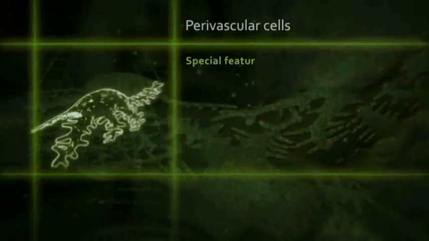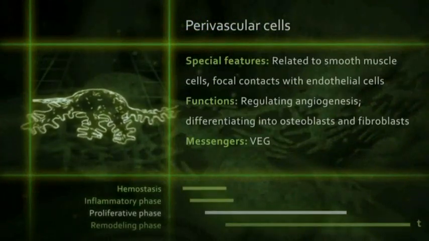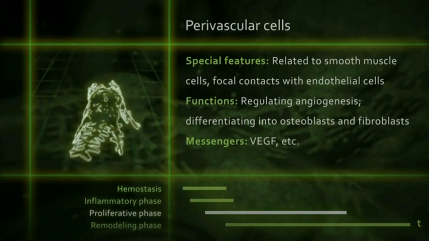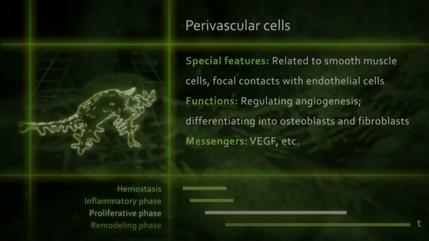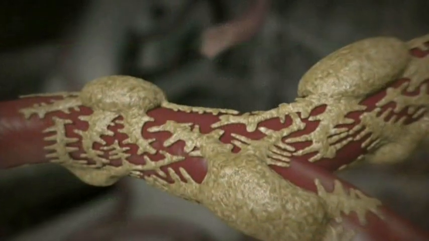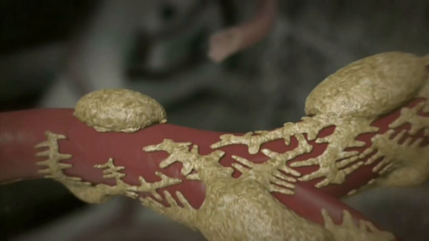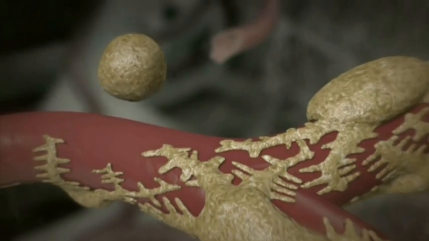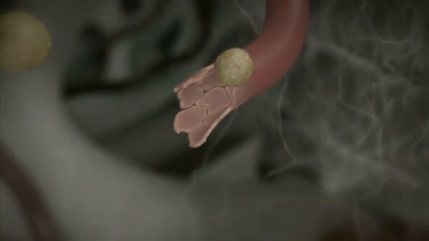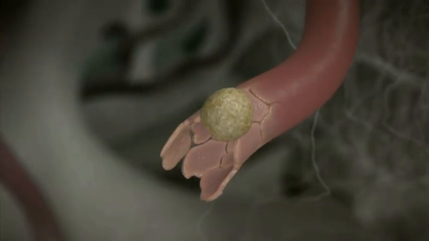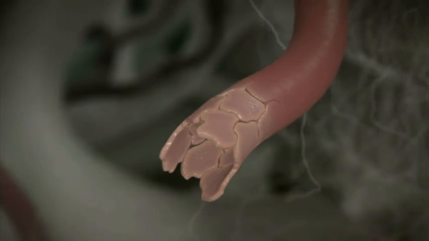Perivascular cells are mesenchymal stem cells found on blood vessels. They migrate along the VEGF gradient into areas of low partial oxygen pressure. Here, they form new blood vessels that finally integrate into the existing vascular network. Angiogenesis restores the oxygen supply and forms the foundation of bone healing.